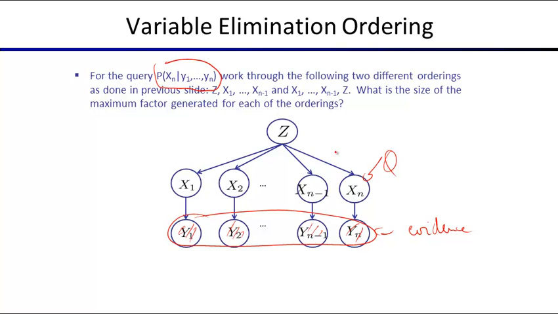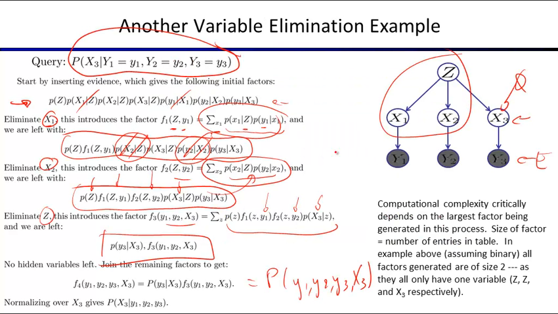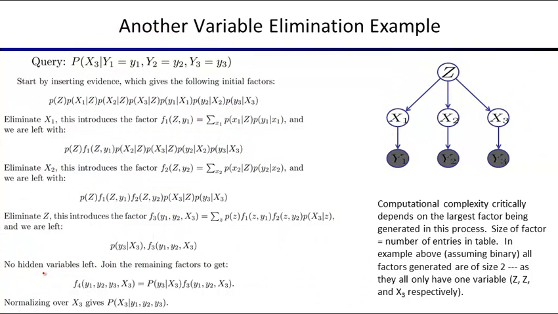Actually, let me define best or worst. The way we measure how good your ordering is, if you go through this process, let's say over here, and you generate factors along the way. Which factors did we generate? We generated F1, F2, and F3. And then F4 over here. F4 is unavoidable. That's the last one. That one will always be the same, because that's just a joint of query and evidence.